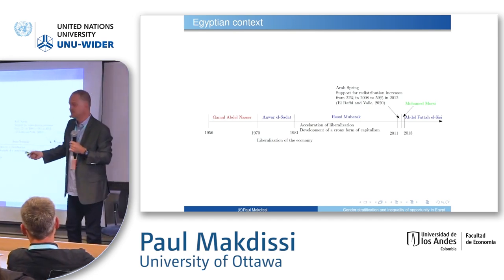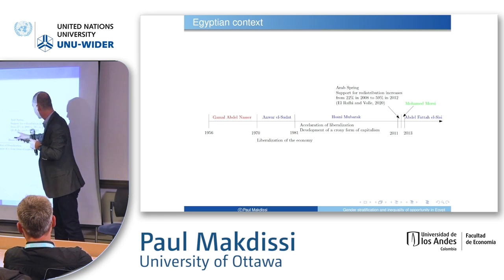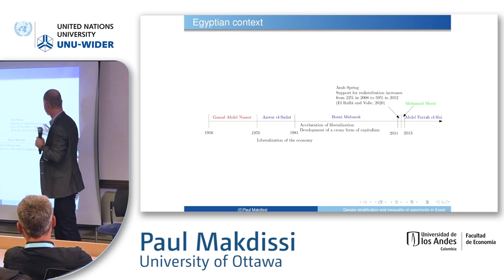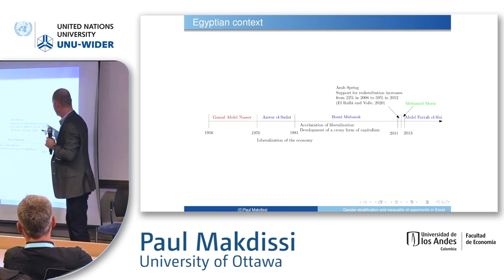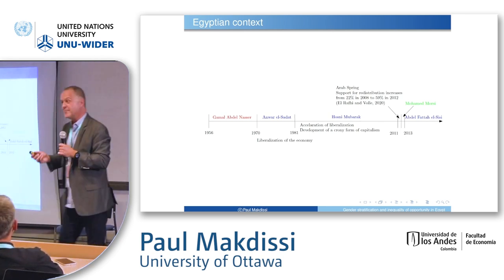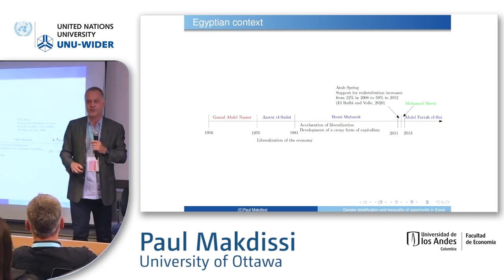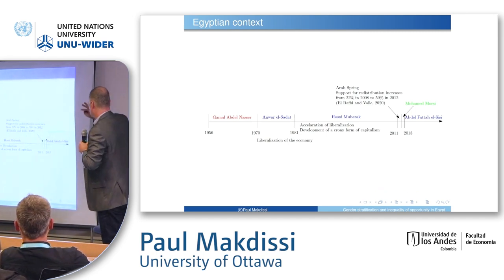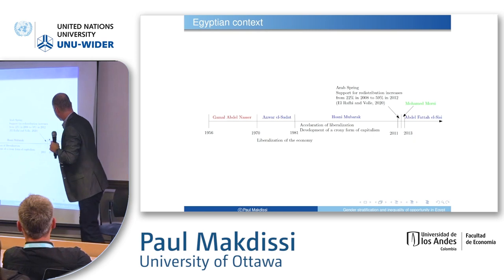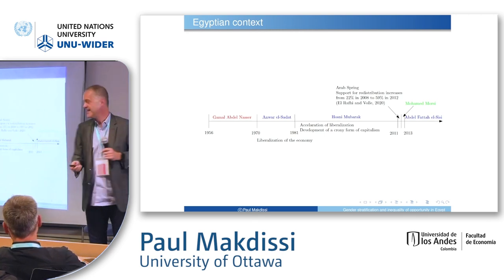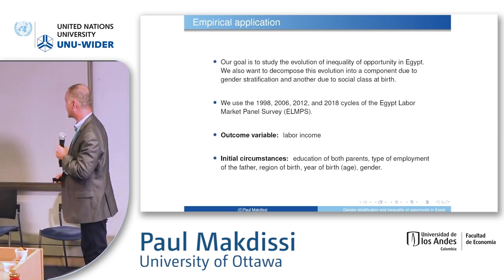2011, the Arab Spring. If you look at a paper by El Rafai and Vol, 2020, support for redistribution in Egypt increased from 22% in 2008 to 59% in 2012. So there was something here in public opinion. Then you have a short-lived elected government, Mohamed Morsi, of the Muslim Brotherhood, or not directly but related to it, and then after a few protests again, a new military regime, Abdel Fattah el-Sisi. So this is where the story is framed.